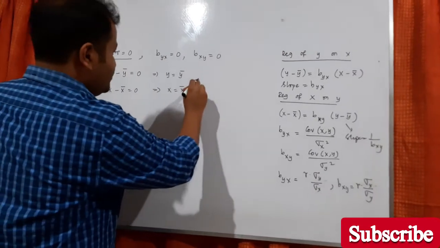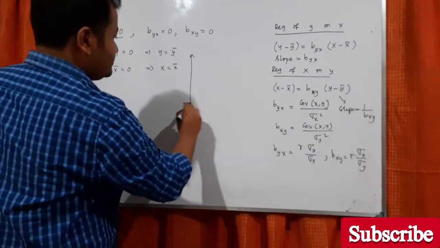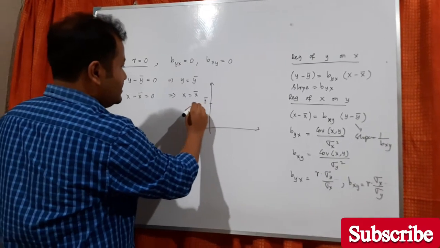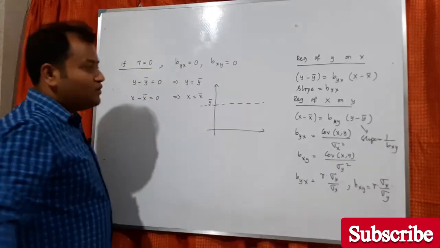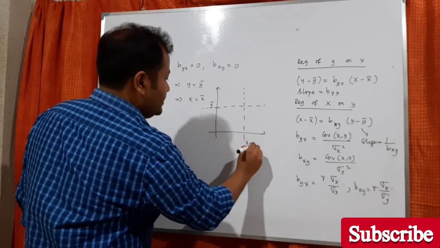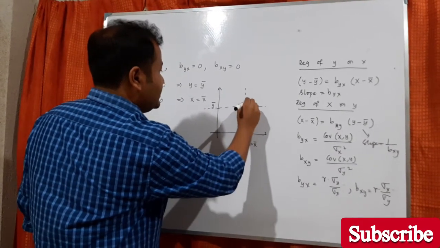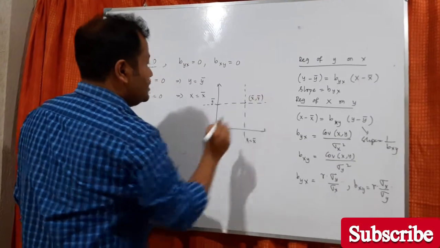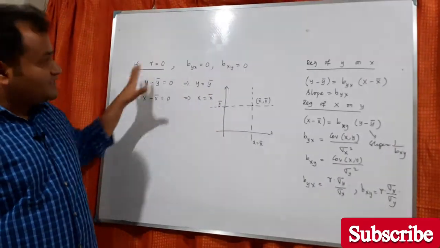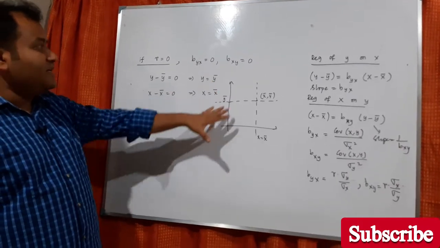So now if I draw this, what we can understand is, if this is y bar, this is the line y equals y bar, and this is the line x equals x bar, and this point is the intersection point (x bar, y bar). So this will be the regression diagram. Okay, so this is a very simple case, we can explain in this manner.